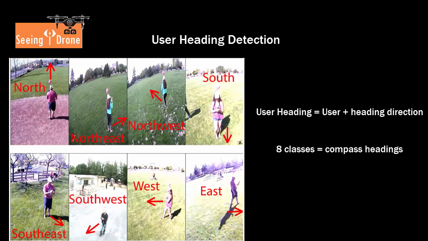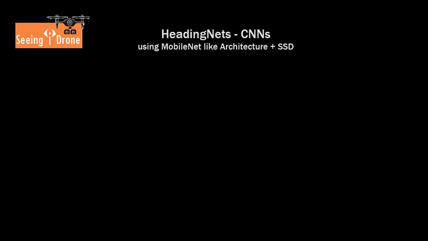User heading is defined as finding the user and their direction, which is important in obstacle mode. We've set up a series of 8 classes which mimic the directions of a compass: north, northeast, northwest, south, southeast, southwest, west, and east. And these are the classes we use.